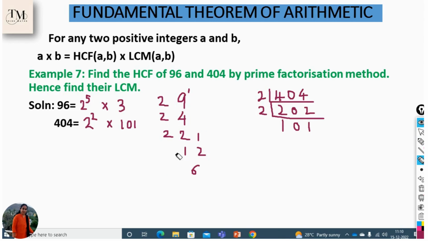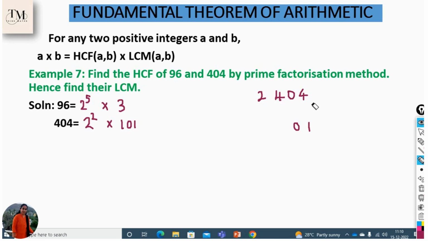Now I erase this. Next we have to find HCF and LCM. For that we have to use this formula. What is HCF? HCF is the product of the smallest power of each common prime factor. So what is common here? 2 is common here.